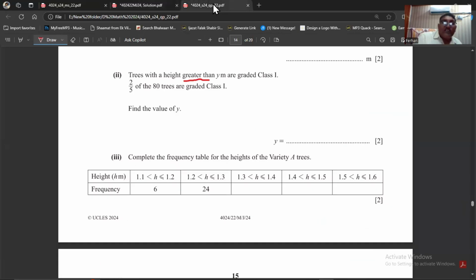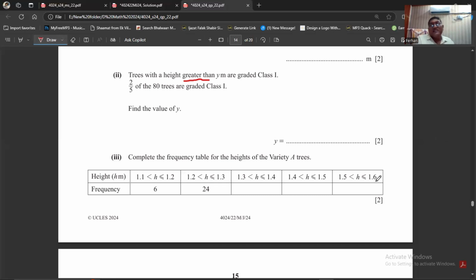Okay, then their question is complete the frequency table for the heights of the variety tree A. We have to complete the frequency table. The method is very simple. You see, from your cumulative frequency curve, at 1.4 meter, you go up from here and you check its cumulative frequency. On 1.3, you check the cumulative frequency. You subtract both the cumulative frequencies from each other, you get the frequency. At 1.5 meter, that is on the x-axis, check what is the cumulative frequency, and at 1.4, what is the cumulative frequencies. Subtract both the cumulative frequencies from each other, and you will get the frequency of this class.